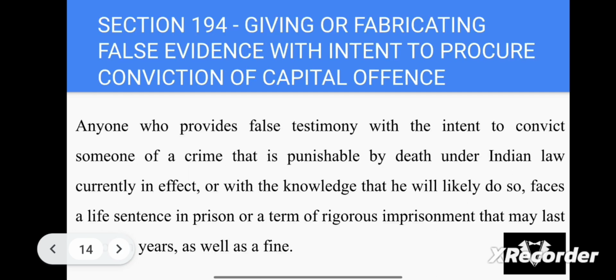Section 194. Giving or fabricating false evidence with intent to procure conviction of a capital offense. Anyone who provides false testimony with the intent to convict someone of a crime that is punishable by death under Indian law currently in effect, or with the knowledge that he is likely to do so, faces a life sentence in prison or a term of rigorous imprisonment that may last up to 10 years as well as a fine.